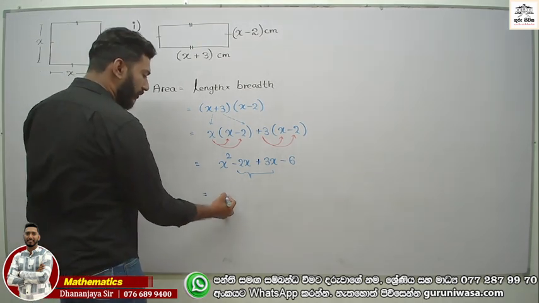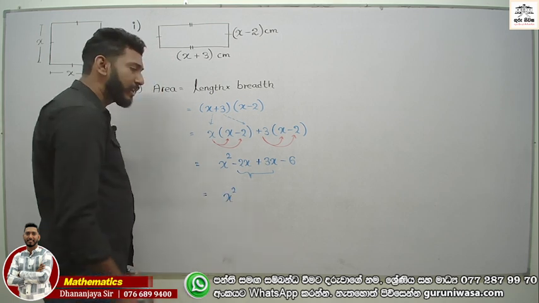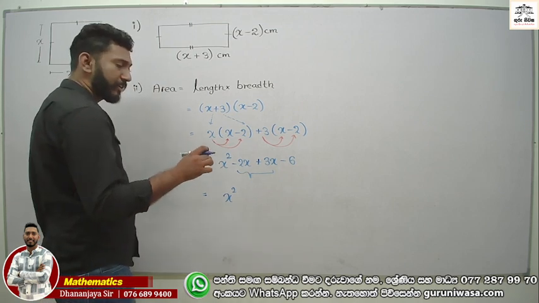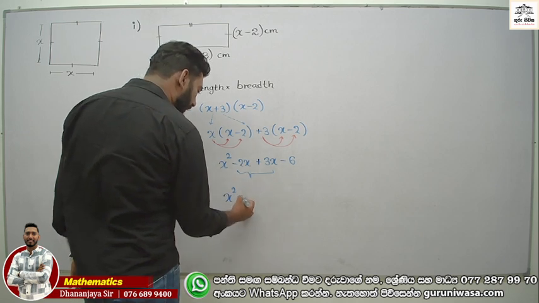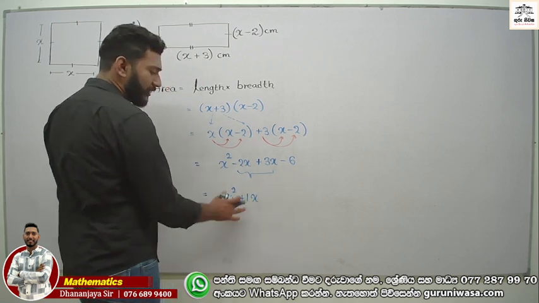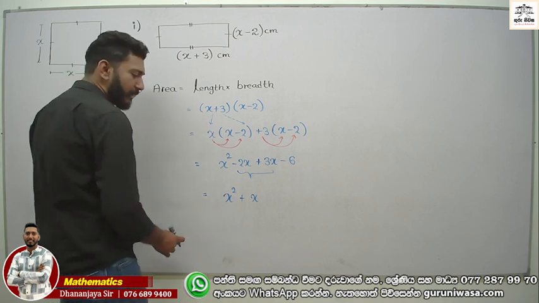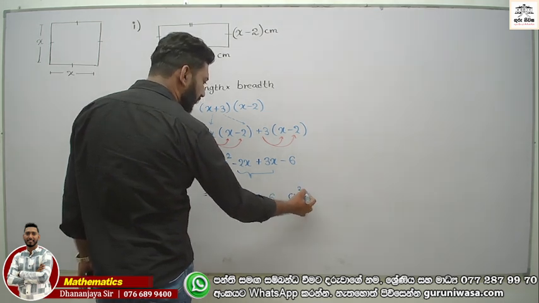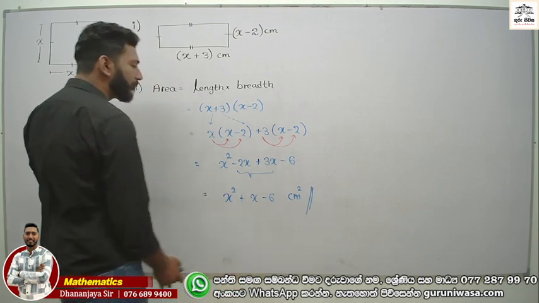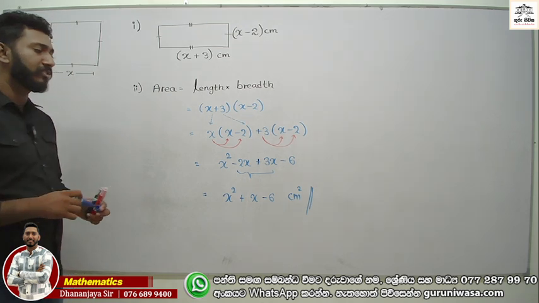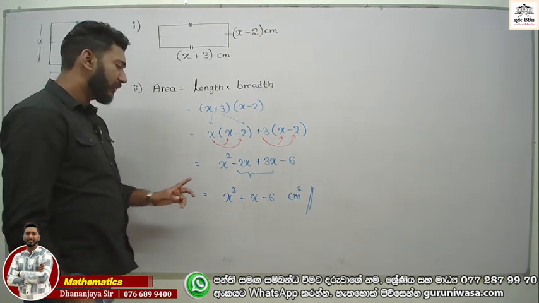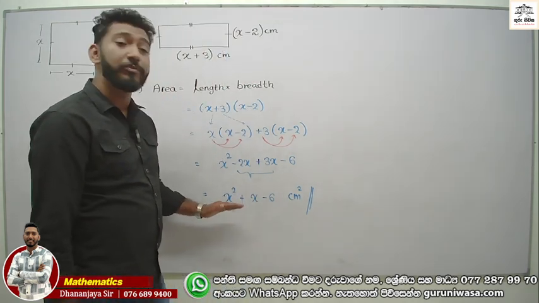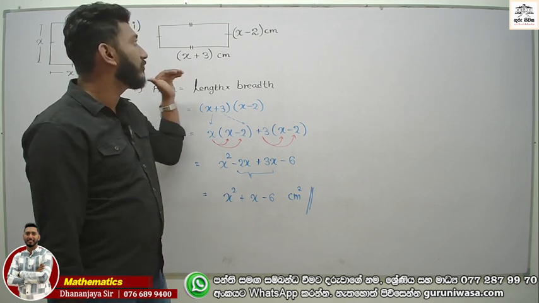Now x to the power of 2 we call x squared, and minus 2x and plus 3x have different signs, so we are going to subtract. Now 3 minus 2 becomes plus 1x, which you call plus x. So x squared plus x minus 6. And this is an area in square centimeters, because centimeter into centimeter, the area becomes square centimeters. Now x squared plus x minus 6 is a suitable algebraic expression for the area of the new flower bed.